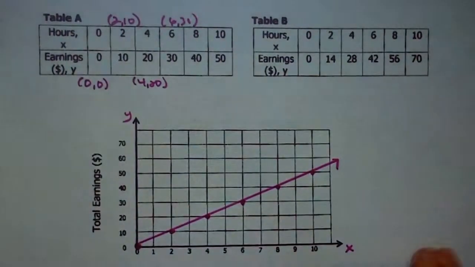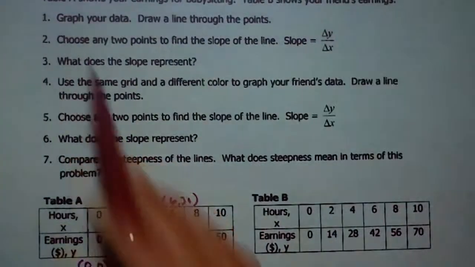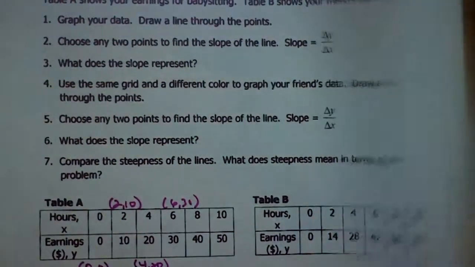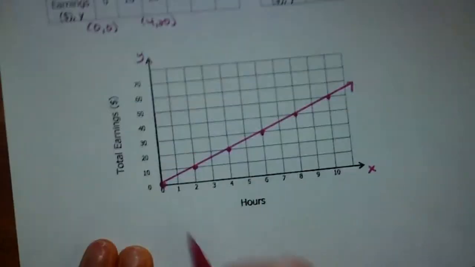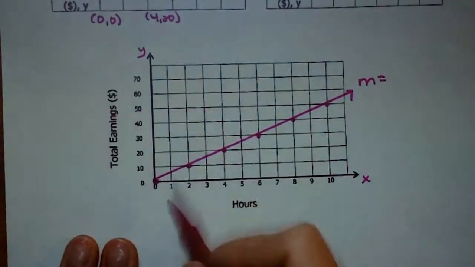All right, so we just finished that. Okay, number 2 says to choose any 2 points to find the slope of the line. Remember that slope is the change in y over the change in x. So if you're looking at your line, the slope equals, all right, the change in y asks me how far up.